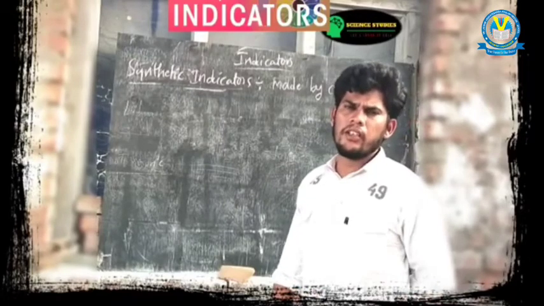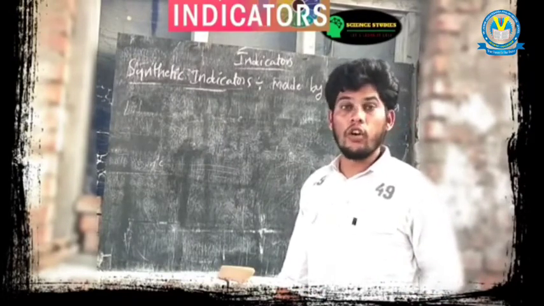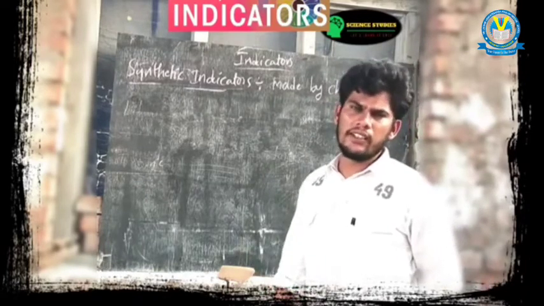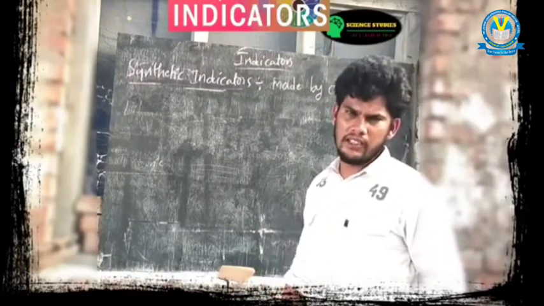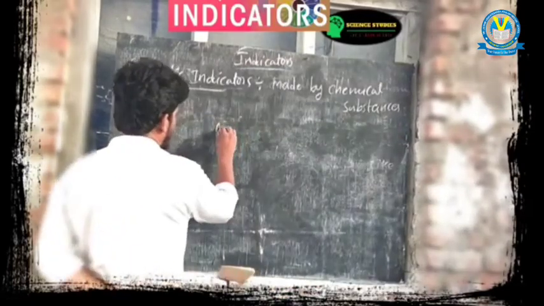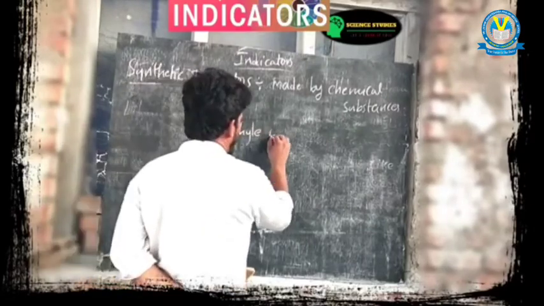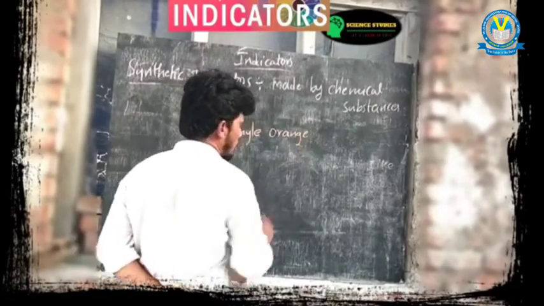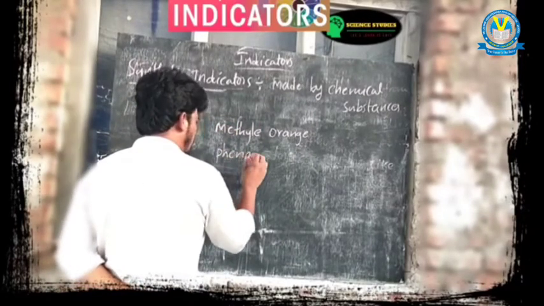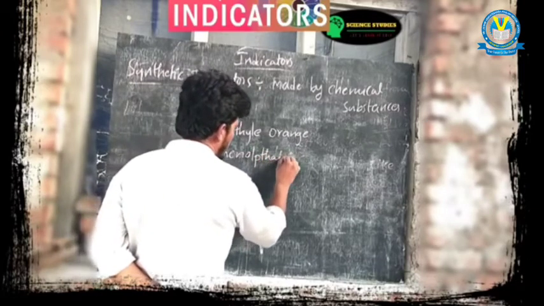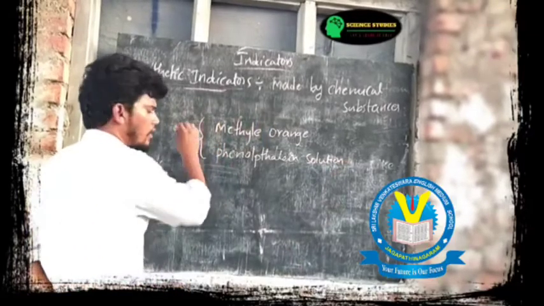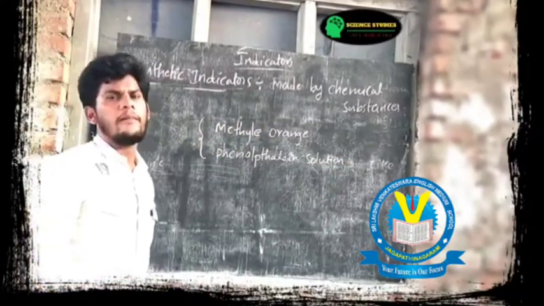There are two major synthetic indicators. You can call them artificial indicators or chemical indicators or synthetic indicators. So mainly there are two synthetic indicators. They are methyl orange and phenolphthalein solution. So these two are chemical indicators or synthetic indicators.